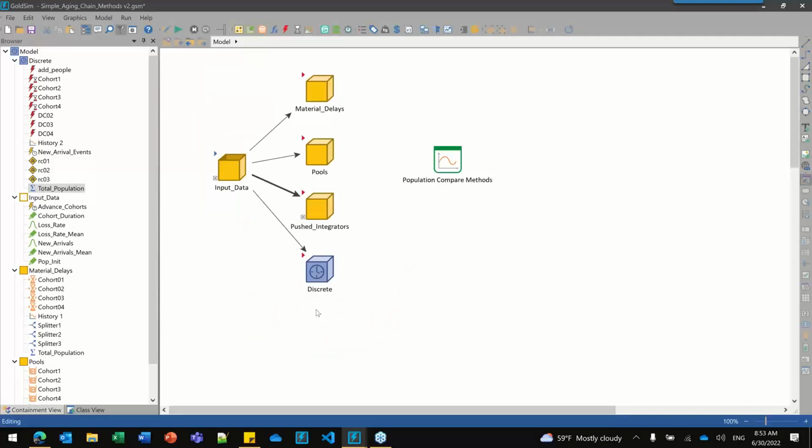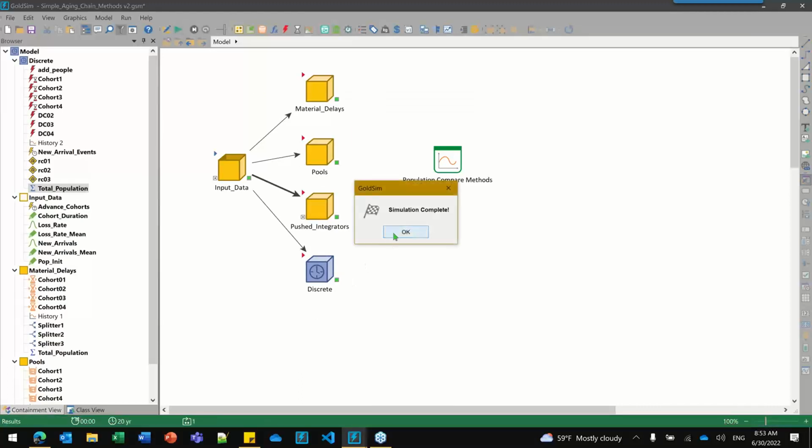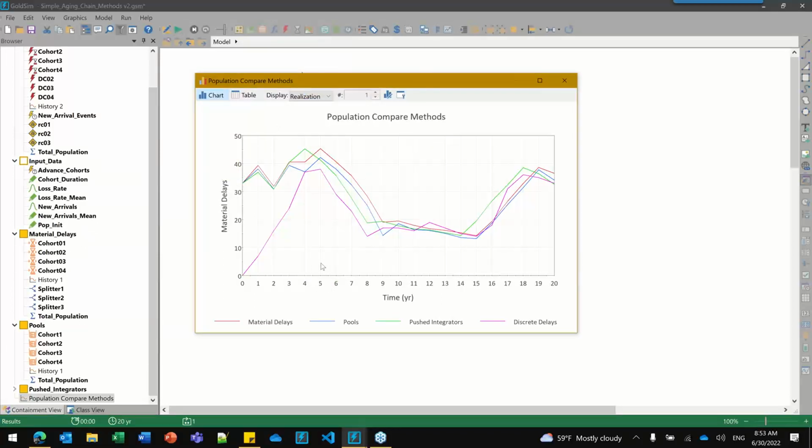And then that way, now we can come outside here and we can compare the total population of all of these different methods. So if I run this model, then we can look at the total populations, and you'll see that they're all sort of close, but they're all different. They're all different ways of doing it. The only major difference is the initial.